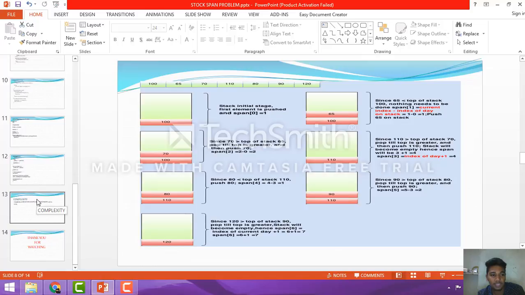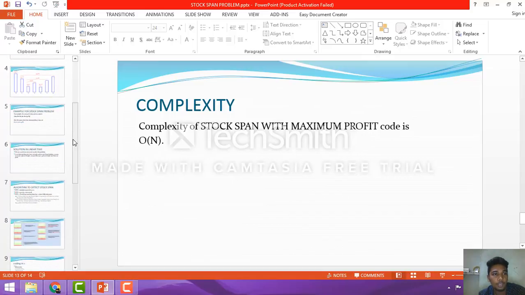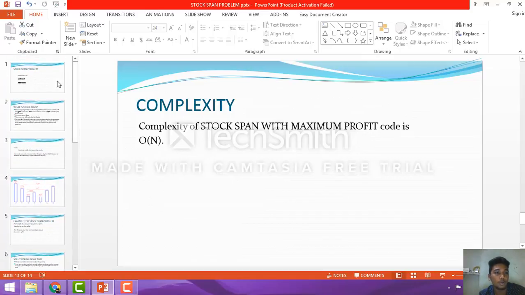Let me discuss the complexity of the stock span problem. The complexity of the stock span problem is big O of n. So I hope everyone is getting some idea about the stock span problem.